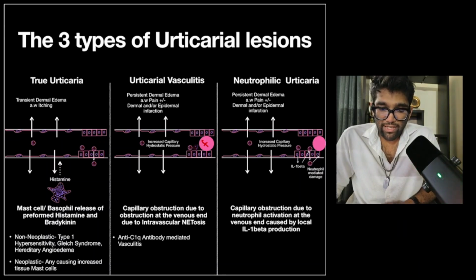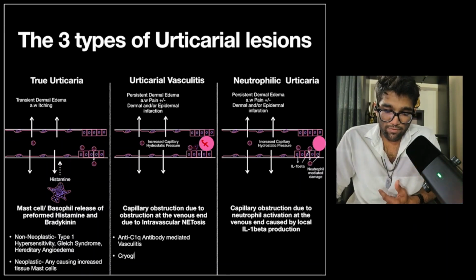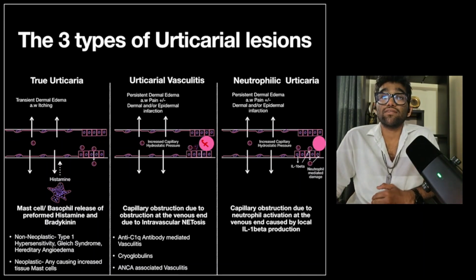Now, with urticarial vasculitis, often what we have is an anti-C1q antibody which is present in the vasculitis. Now, anti-C1q antibodies can essentially result in abnormal complement activation, resulting in this kind of excessive neutrophil NETosis. So this actually includes cryoglobulinemic vasculitis, and it can include ANCA-associated vasculitis, but actually any type of small vessel vasculitis can technically have urticarial vasculitis.